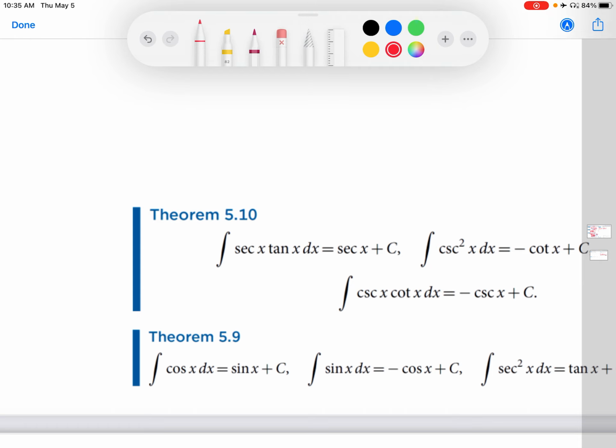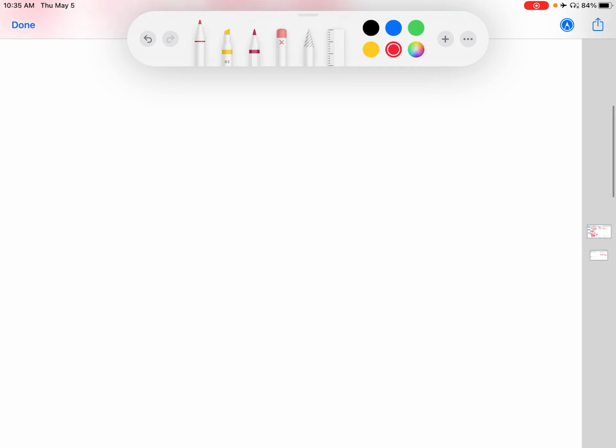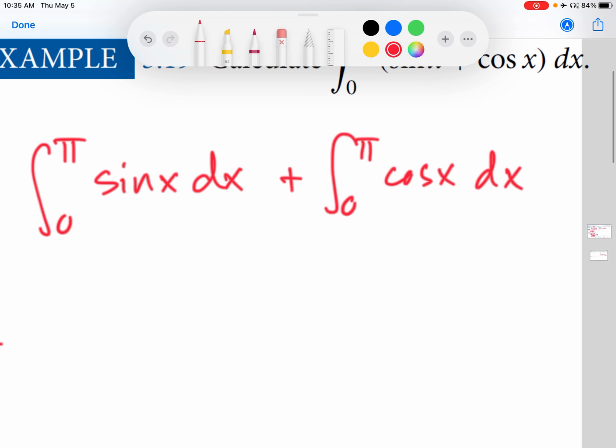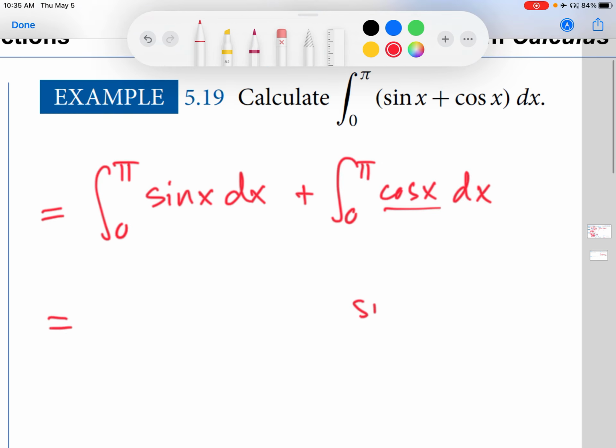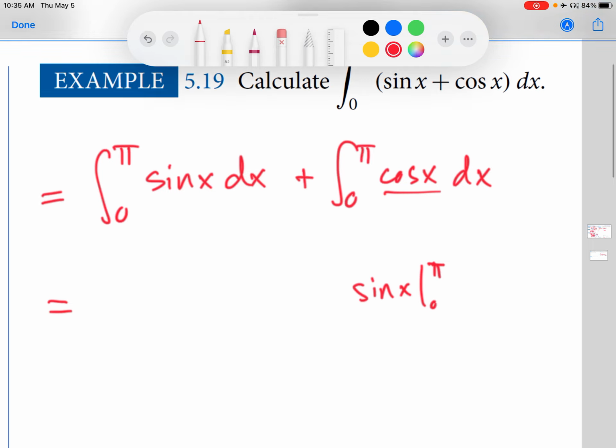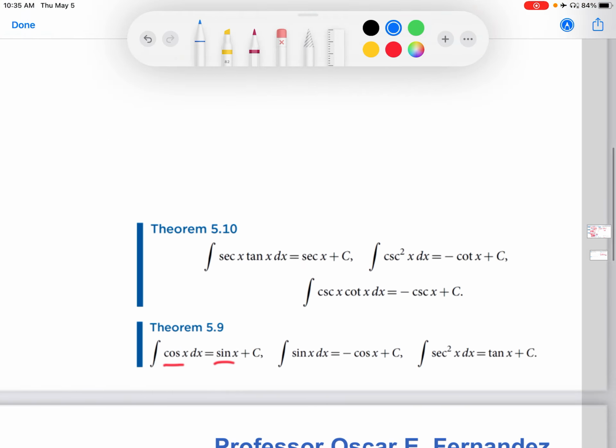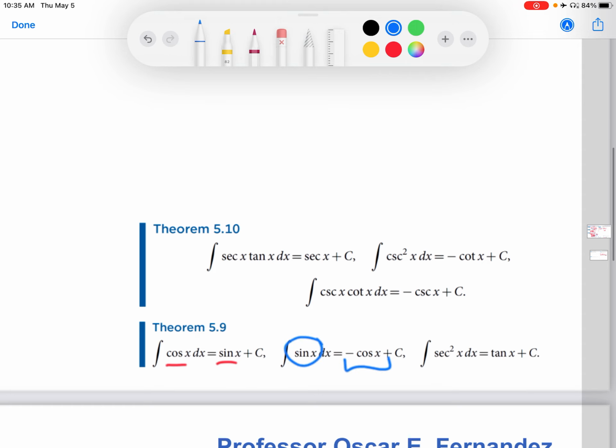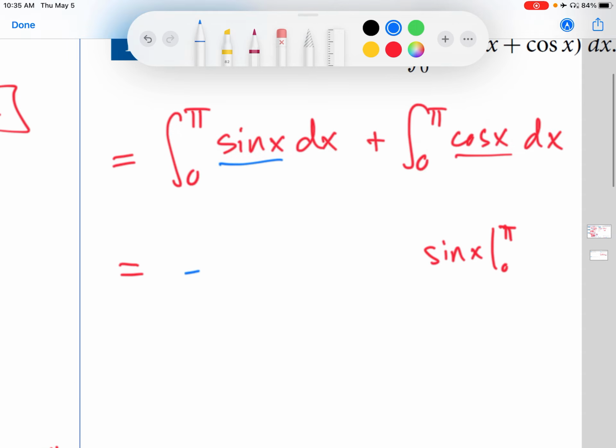Okay, so the integral of cosine is sine. So let's go back up here, and we see an integral of cosine right there. So that's going to be sine x evaluated from 0 to pi. And then we have sine left, so we're going to scroll down. If I integrate sine, I get negative cosine. So this is minus cosine of x evaluated from 0 to pi.